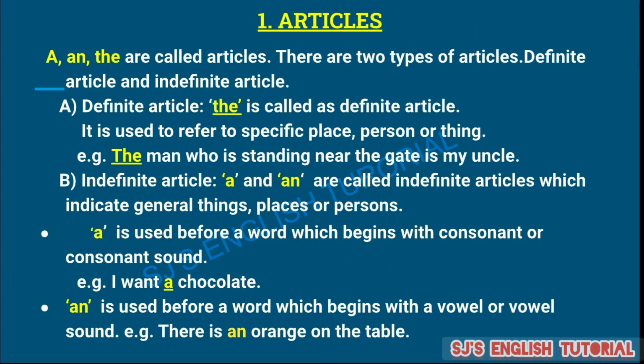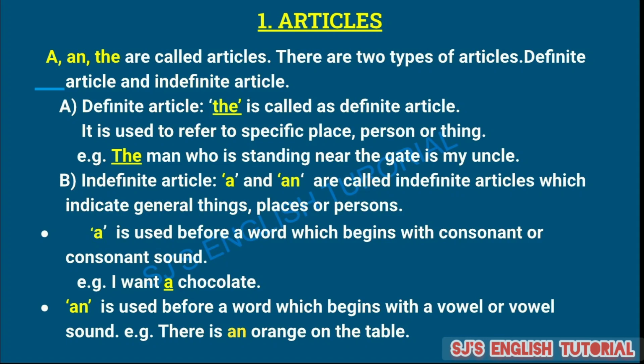Articles. A and the are called articles. There are two types of articles, definite article and indefinite article. Definite article: the is called the definite article. It is used to refer to a specific place, person or thing. See the example: the man who is standing near the gate is my uncle. The refers to the particular man who is standing near the gate.